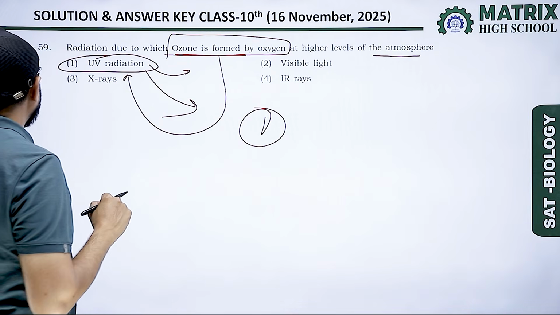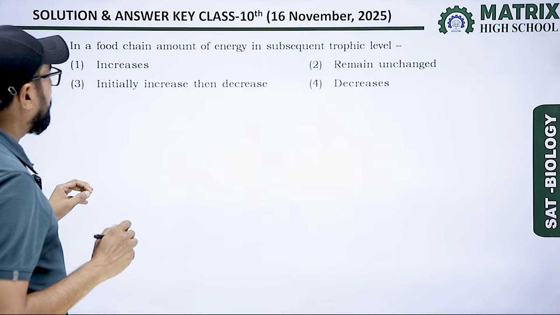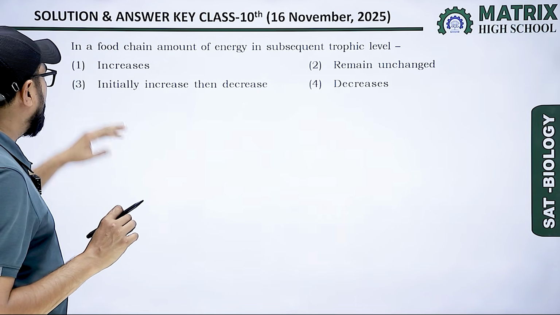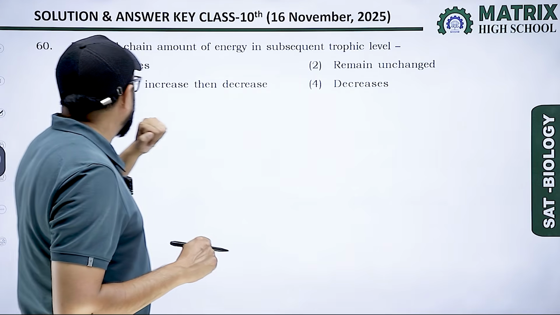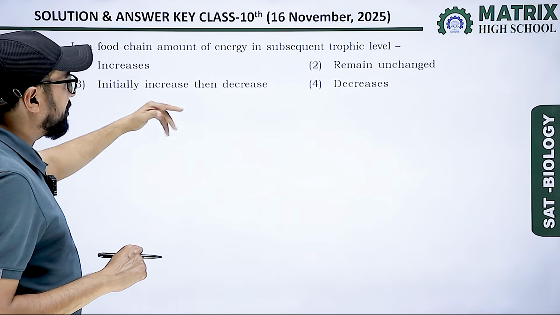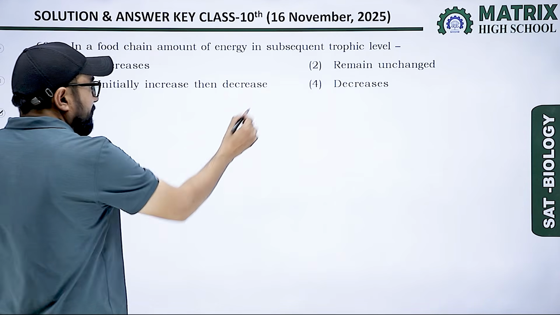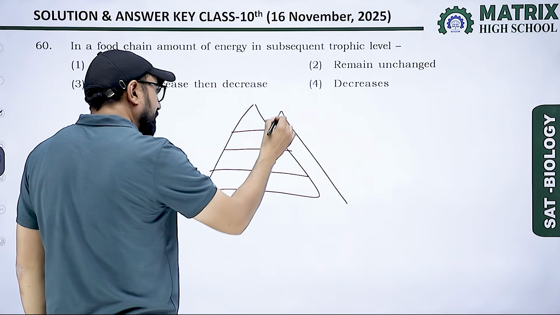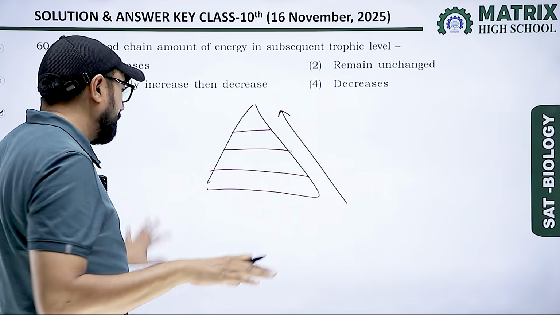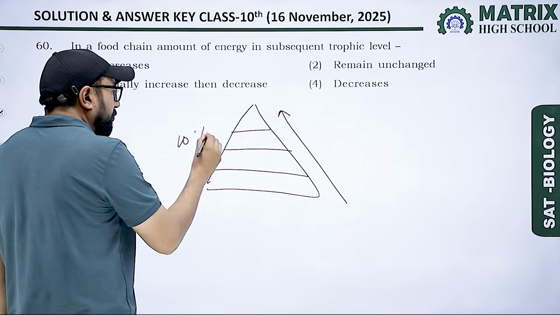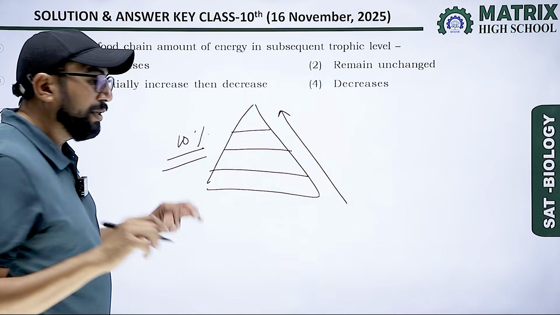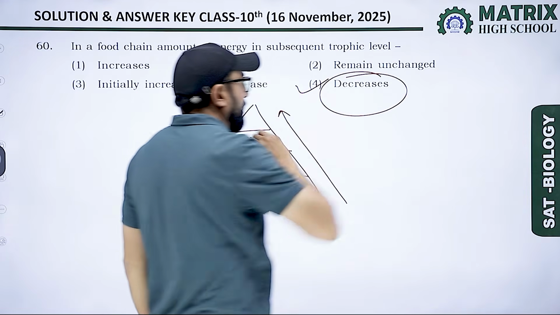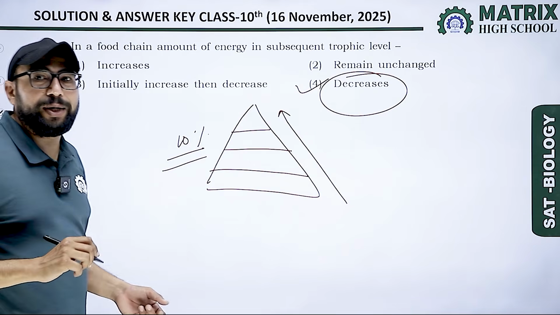Next question. In a food chain, the amount of energy in the subsequent trophic level: increases, remains unchanged, initially increases then decreases, or decreases. In this case, energy decreases in the subsequent trophic level, because the rule of 10% applies to energy levels. So fourth is the right answer, decrease in trophic level.